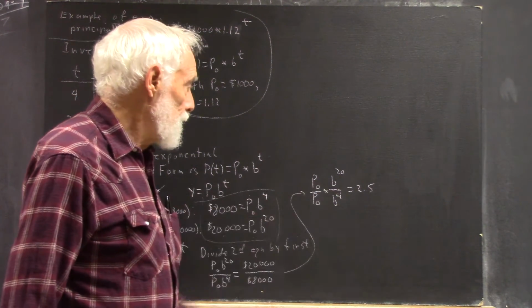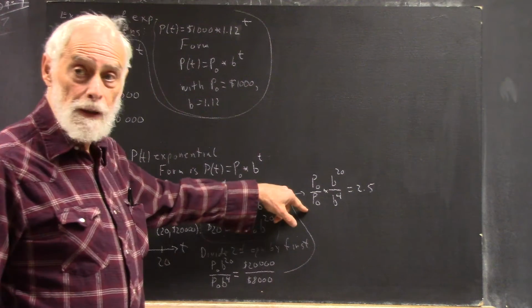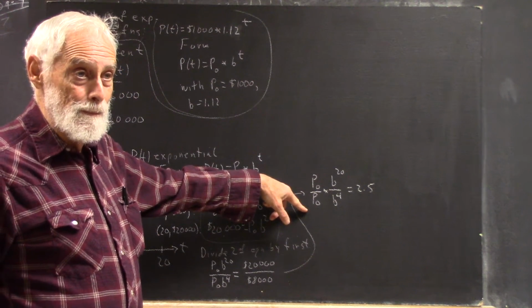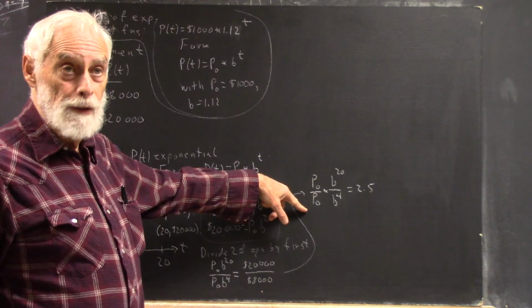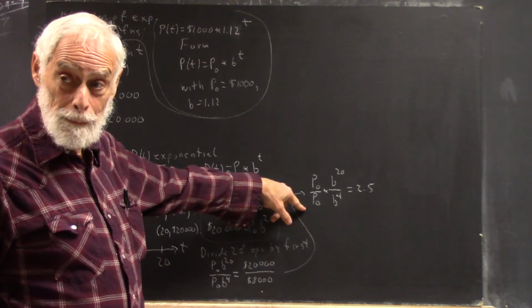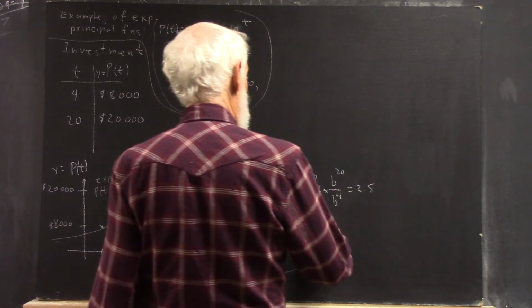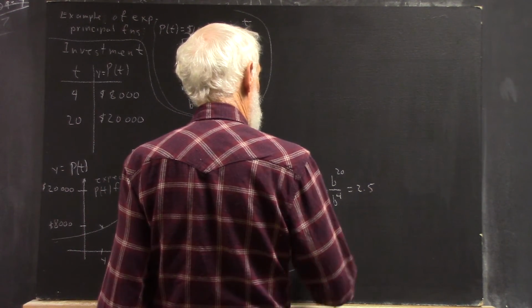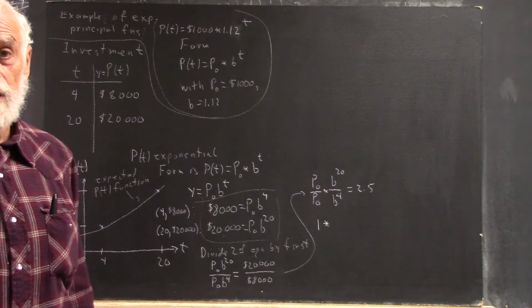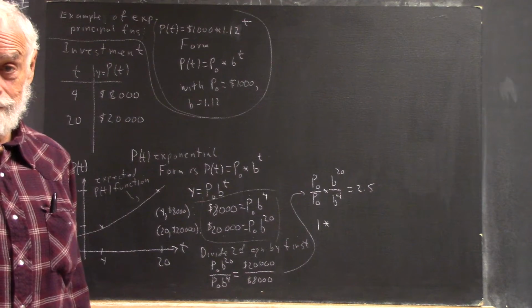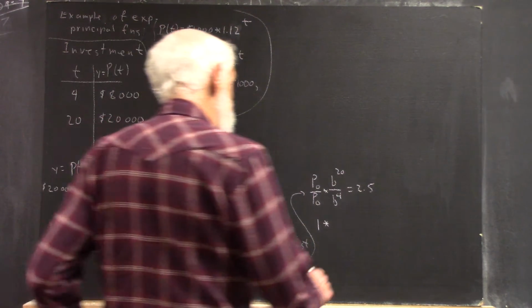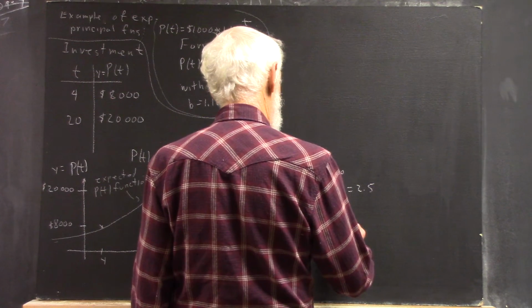First place, it equals this. What's P naught divided by P naught? What do you get when you divide a number by itself? 1. P naught divided by P naught is 1. So that's 1 times. Now, what's B to the 20th over B to the 4th? You know, I hate to ask you to do this, but you should write this out. It'll take me a minute.